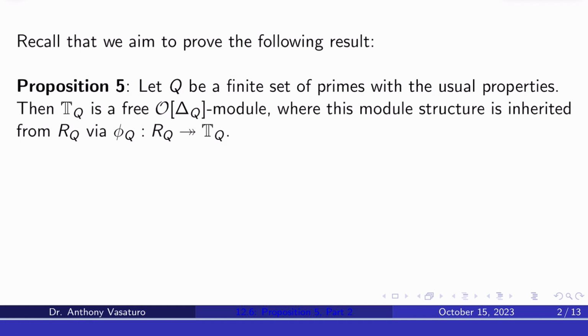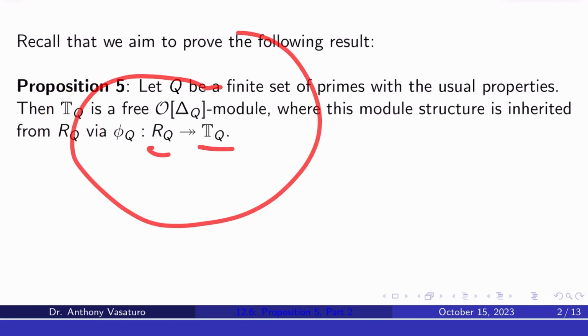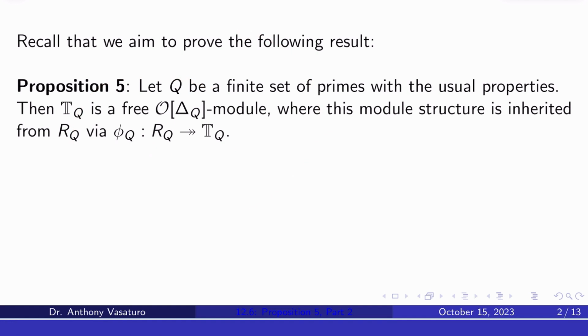Let Q be a finite set of primes with those usual properties we've been dealing with over the last couple of videos. Then the Hecke algebra T sub Q is a free O[Δ_Q] module, where the module structure is inherited from the structure on R_Q via the map φ_Q from R_Q to T_Q that we're trying to show is an isomorphism.